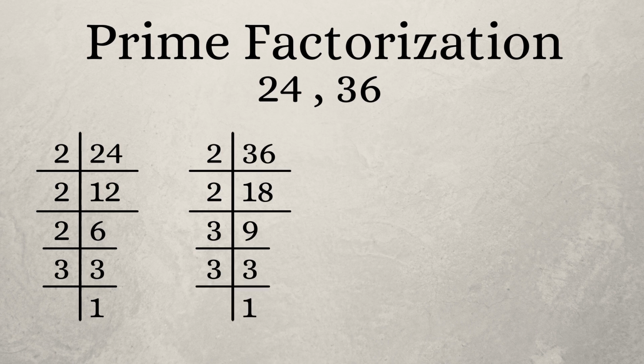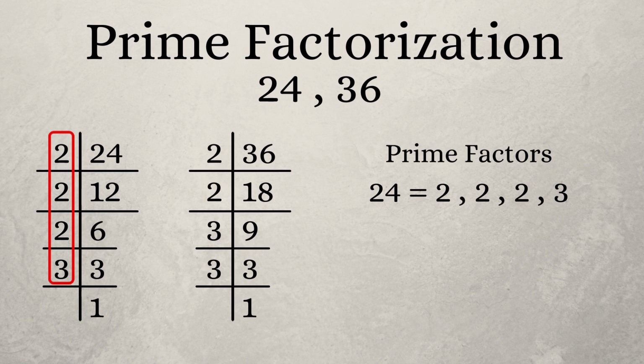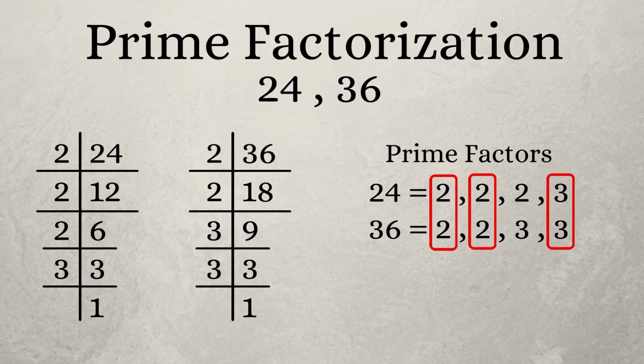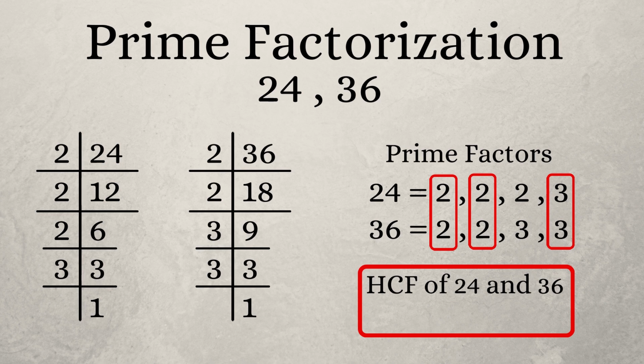Next we list out the prime factors of both 24 and 36. The prime factors of 24 are 2, 2, 2 and 3. The prime factors of 36 are 2, 2, 3 and 3. Then we find out what is common between the prime factors of these two numbers. Finally, the HCF of 24 and 36 can be found as the product of these common factors, which would be 2 into 2 into 3, and that is 12.